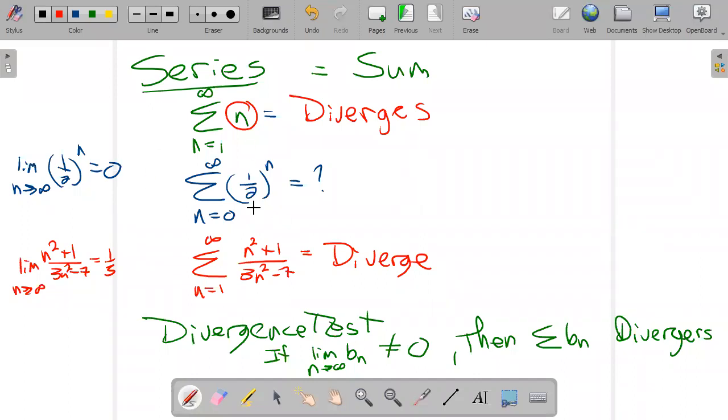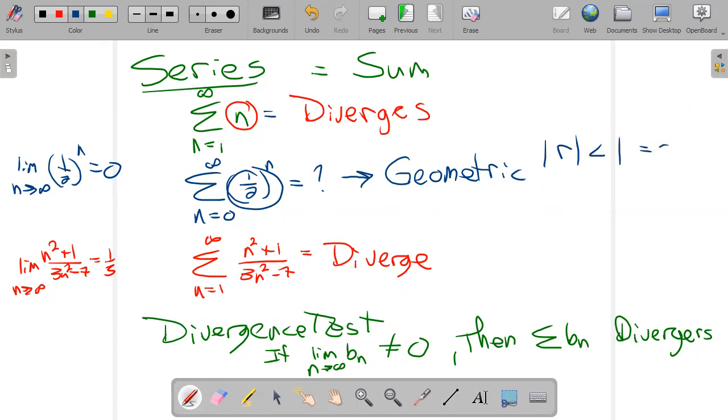How did we figure out a series like this for convergence or divergence? What type of series is this? It's a geometric series. And we developed a rule for geometric series that says as long as this base here, which we call r, in absolute value is less than 1, that implies convergence. Otherwise, it diverges. My r here is what? 1/2.